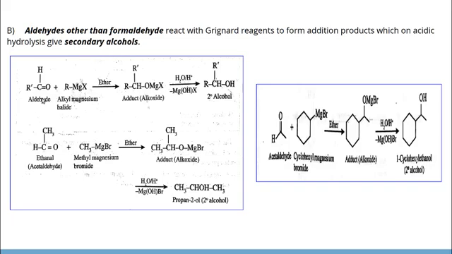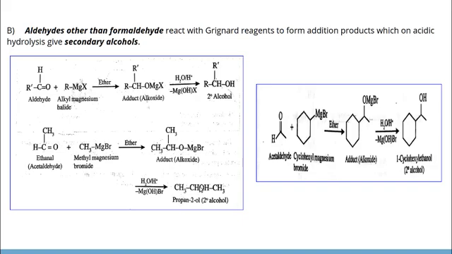See here where the aldehyde is RCHO, which on treating with the Grignard reagent RMgX, first we will get an adduct which on hydrolysis we will get a secondary alcohol. So this is not formaldehyde, this is aldehyde other than formaldehyde. So here we have example, CH3CHO, that is acetaldehyde, on treating with the methyl magnesium bromide we will get an adduct, that is alkoxide, which on hydrolysis we will get propan-2-ol, that is a secondary alcohol.